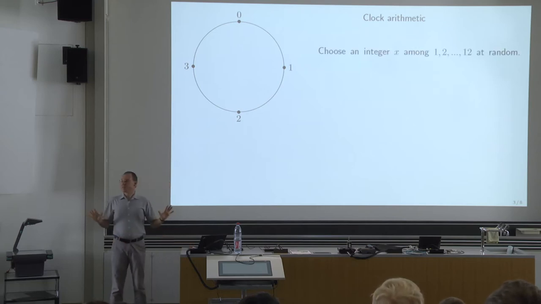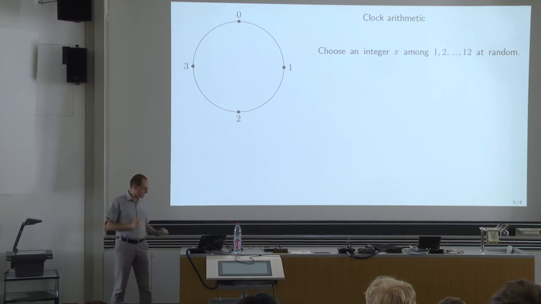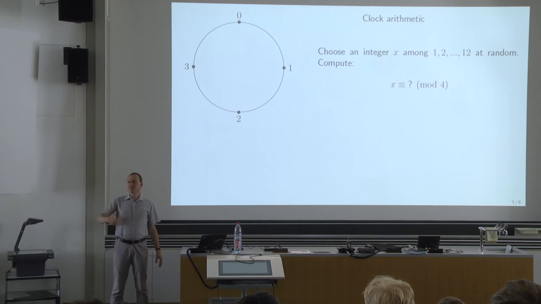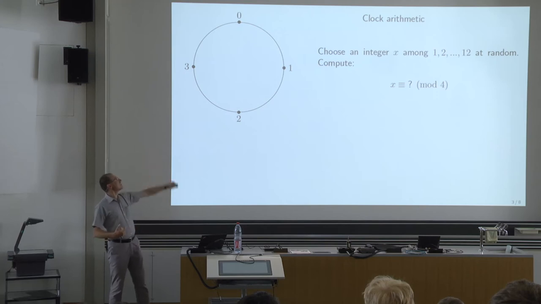Now let's do an experiment. Choose an integer among 1, 2, up to 12. Choose it randomly and remember it. Don't change your mind later. So you chose an integer. Now, compute what this integer is congruent to mod 4. Compute its remainder upon division by 4. Where does it fall in our clock with 4 divisions?